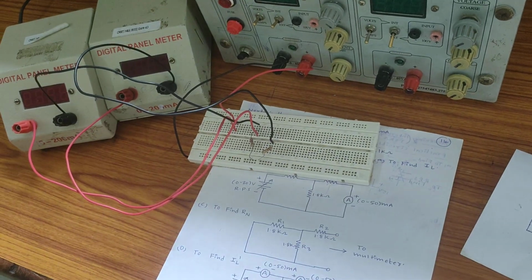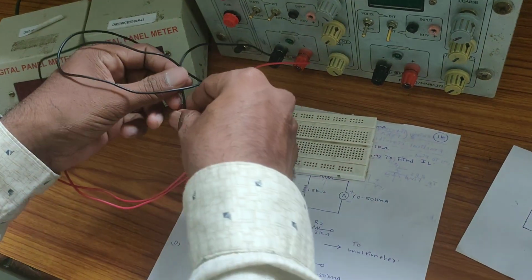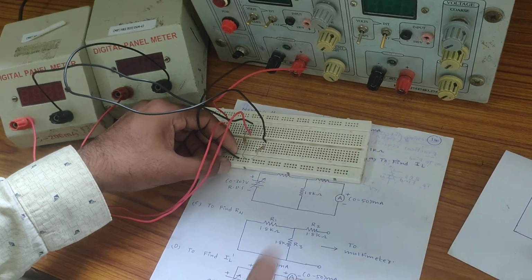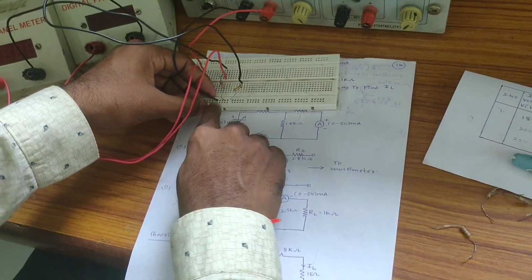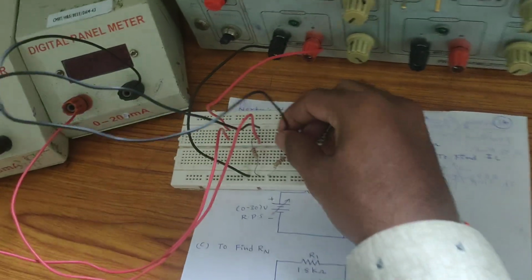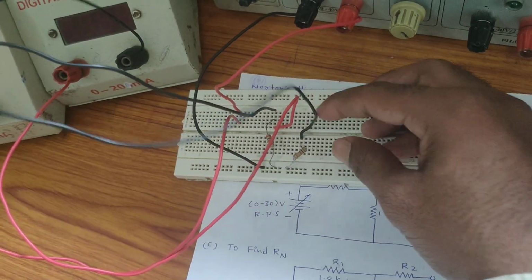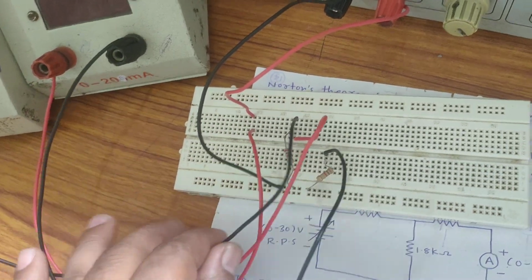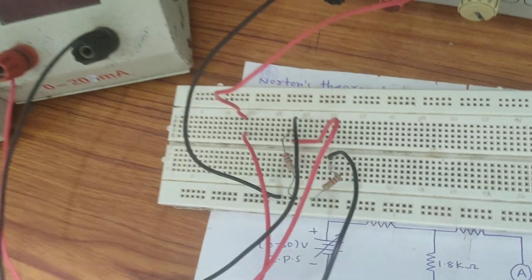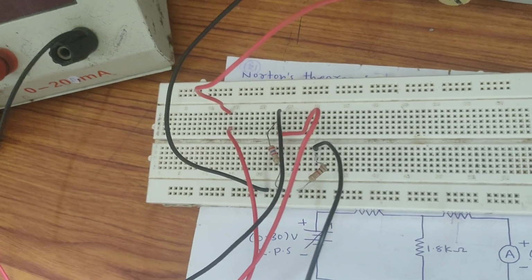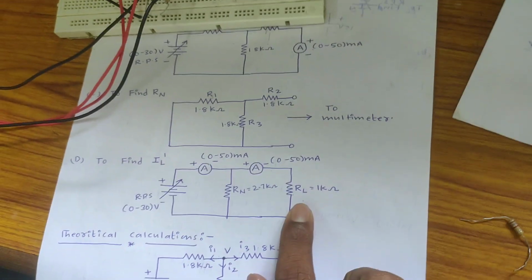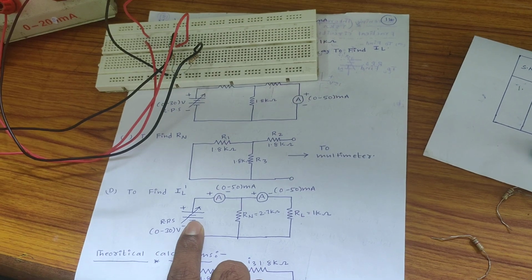Next, RPS negative is connected to ground. Ground is having three terminals, 1 2 3. Now connections are over, made as per the circuit diagram. Switch on the power supply, and switch on by varying the RPS.